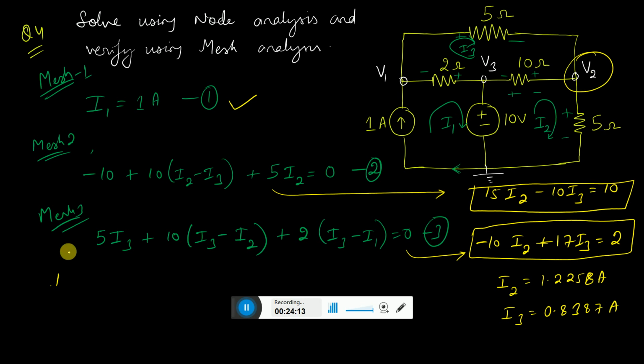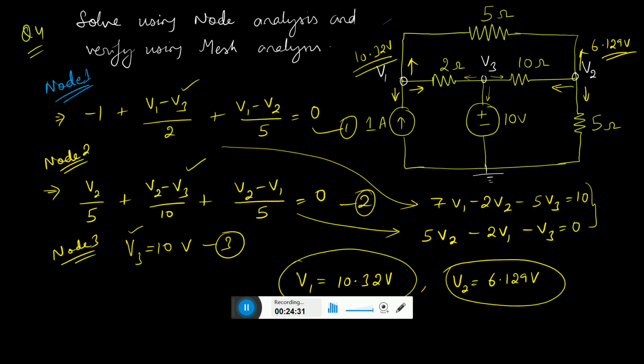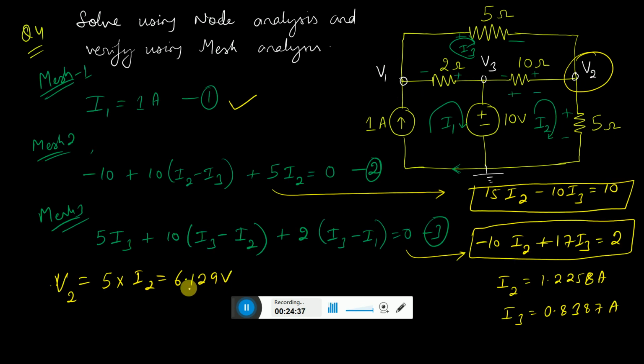V2 is nothing but 5 into I2. If you find 5 into I2, this comes around 6.129 volts. Let us check if it's 6.129 volts. See, that is the value of V2 over here by using node analysis, and we are getting the same value by using the mesh analysis.